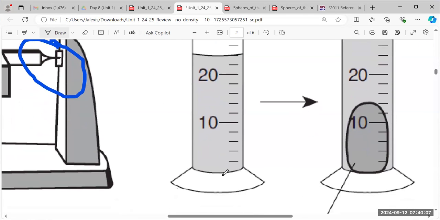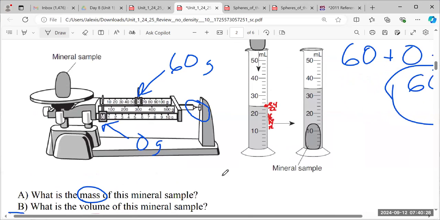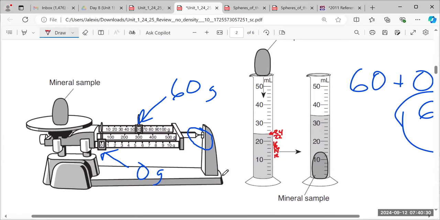All right, it's going to be going up by 2, right? 10, 12, 14, 16, 18, and 20, 22, and that line 24 right here. All right. So therefore, when I zoom out, the volume of the liquid before it was 24 what? Milliliters. This was the volume of the liquid before the sample came in.